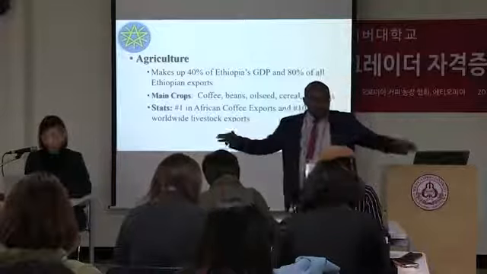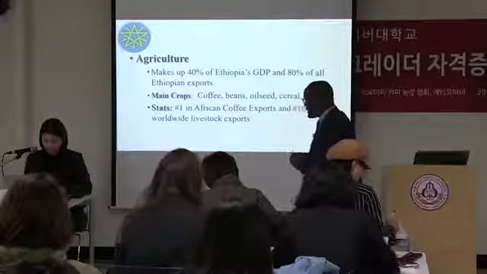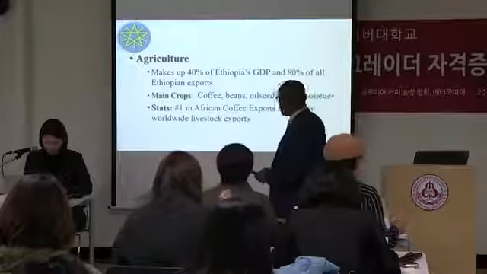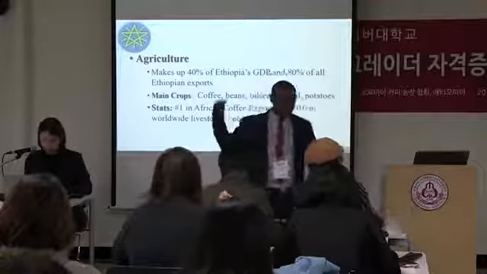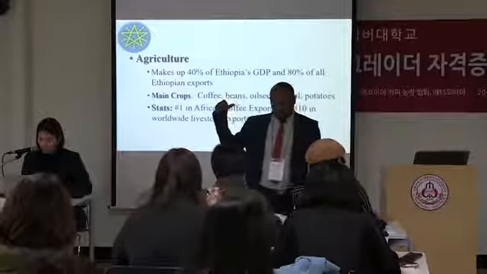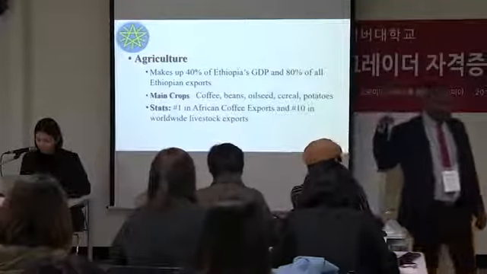When we come to agriculture, it has a 40% GDP share, and 80% of all Ethiopian exports are covered by agriculture. The GDP is 40% covered by agriculture, and almost 80% of exports are from agriculture.